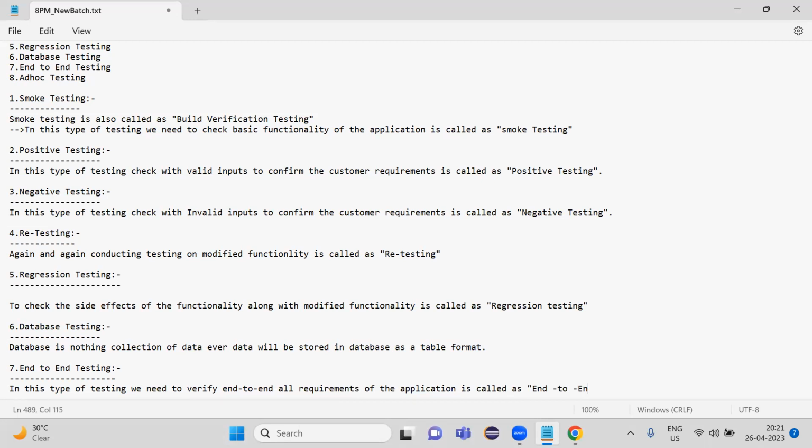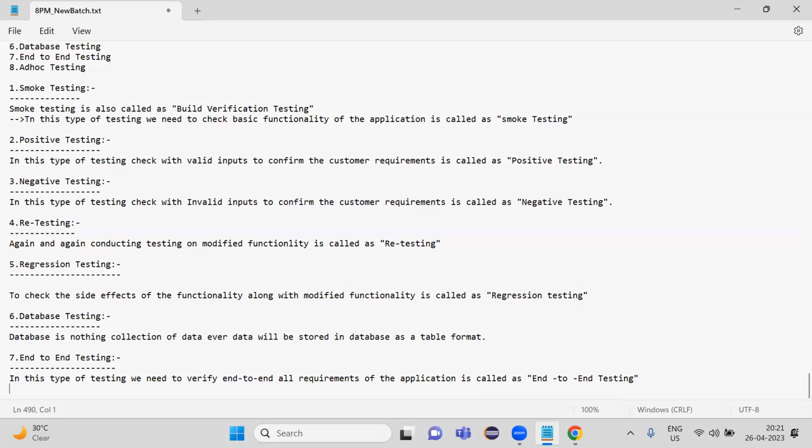If you are not understanding, please let me know. I will give another few examples. If you don't understand, ask, and I will explain in a different format. Clear? Yes, sir. Okay. Coming to ad hoc testing.